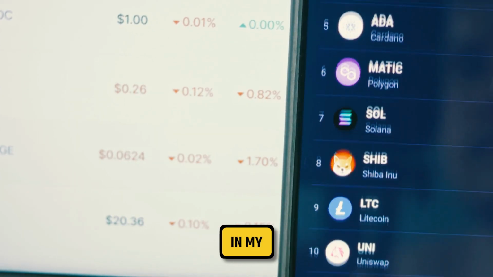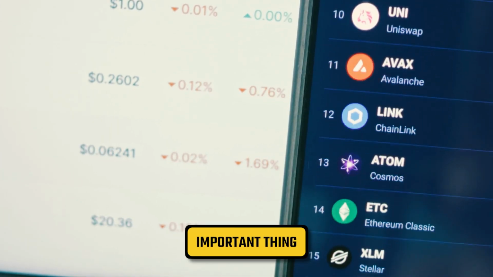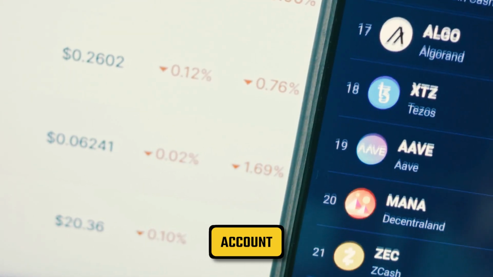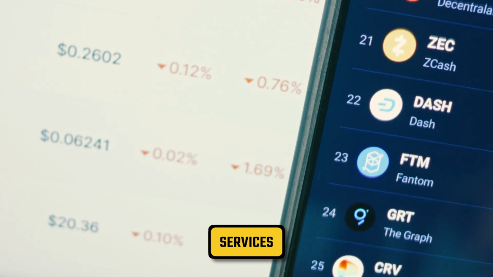As I always mention in my videos, an important thing you should note is that you have to create and maintain a Binance account to access the platform services.